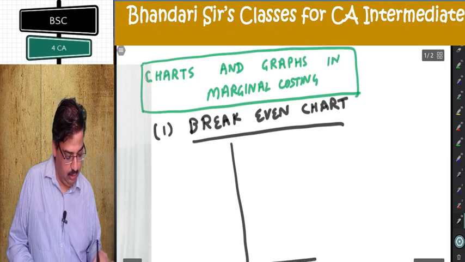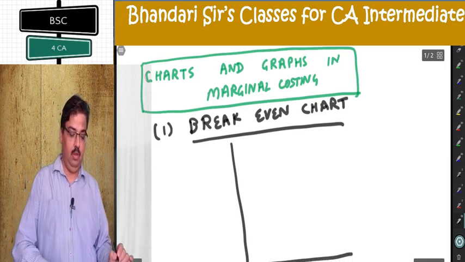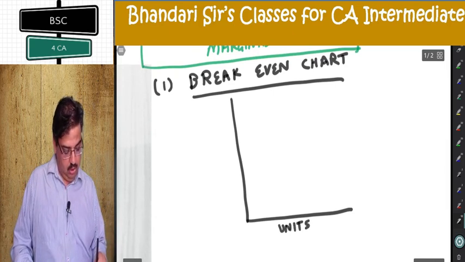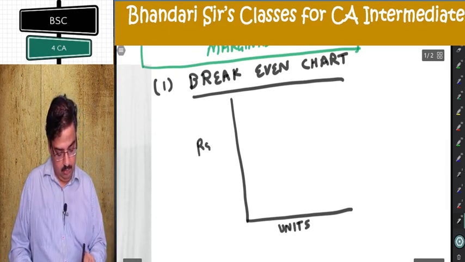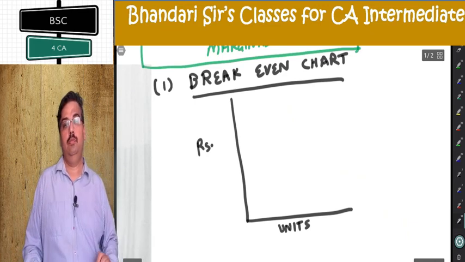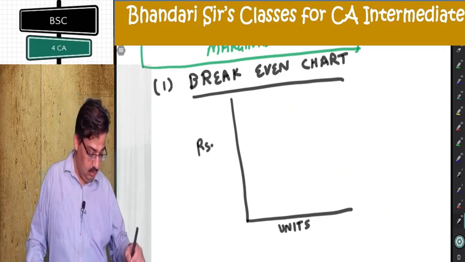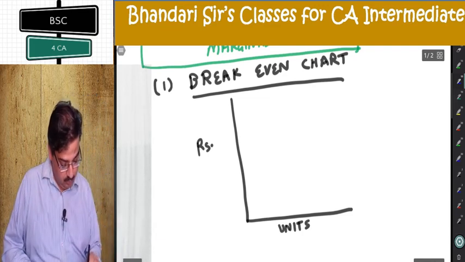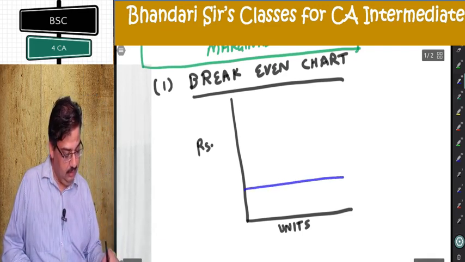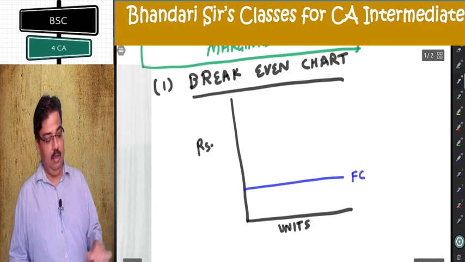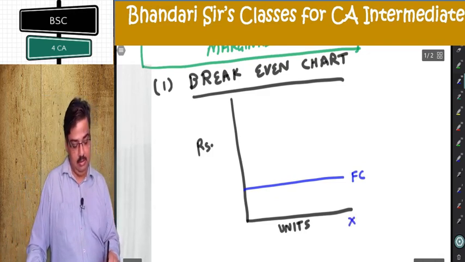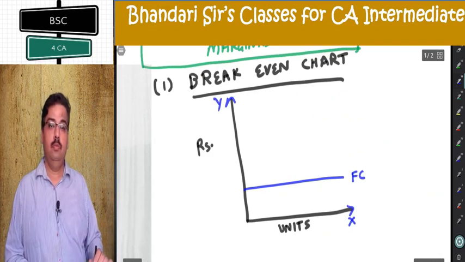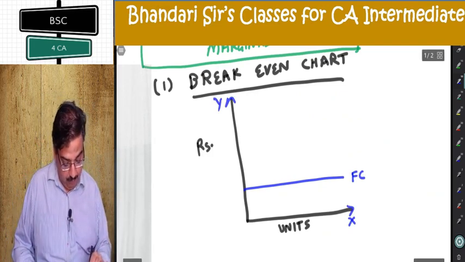Now, what is it going to show? It shows units here, rupees here. What are the main lines that it is going to show you? There will be one fixed cost line parallel to the x-axis. This is the x-axis. This is the y-axis. The total cost will start from here.